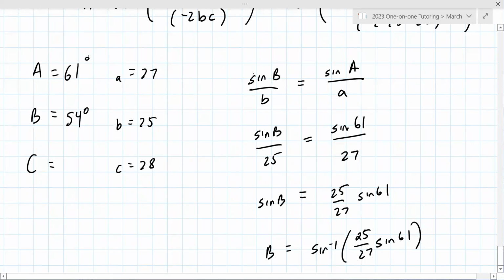Find the third angle. You just subtract from 180. You don't want to use law of sines again. 65. Yes.